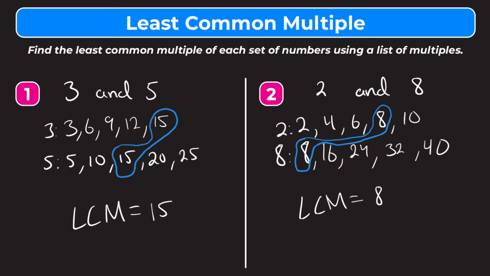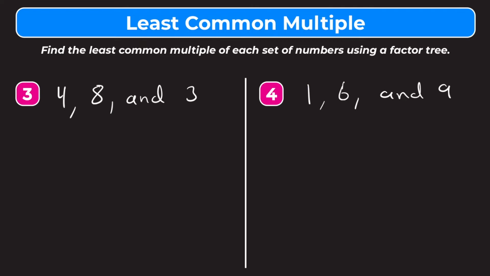Now, for both these examples, if we kept listing out multiples, I'm sure that they would have other common multiples. But we're not concerned with the higher common multiples since we're looking for the least. We don't need to find the ones that are higher than 15 in example number 1 or 8 in example number 2. So let's try a few more examples.